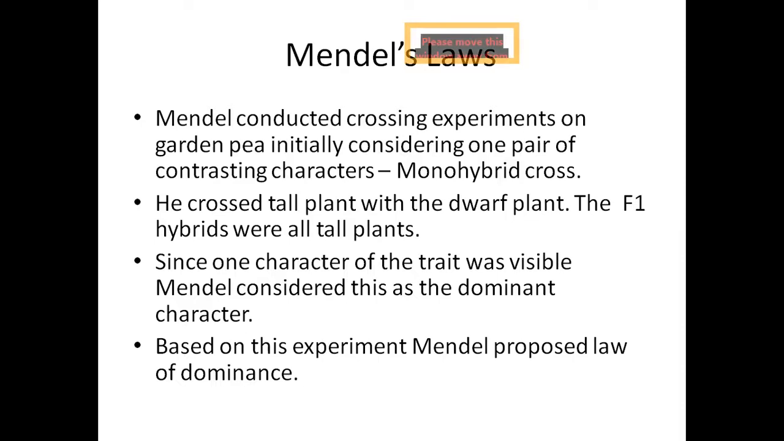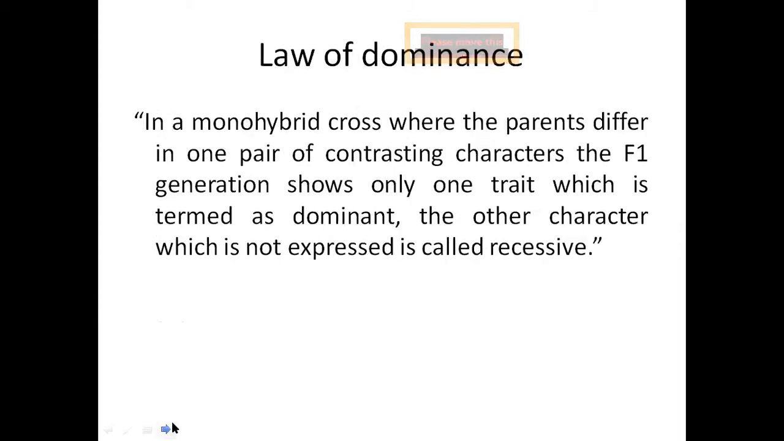Now, the character that has appeared in the F1 generation is considered a dominant character. The one which did not appear in the F1 generation is considered a recessive character. So, based on the results of this monohybrid cross, Mendel proposed a law known as the law of dominance. Now, what is this law of dominance?